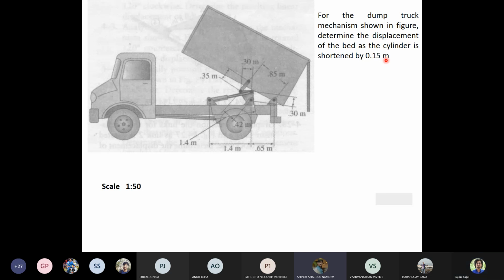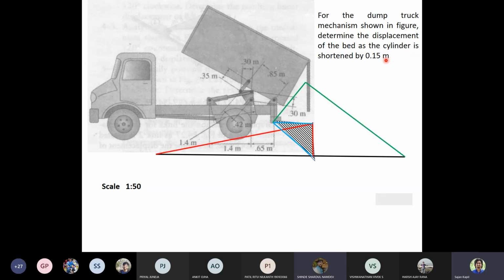1.25. Yes, sir. Correct. But if it reduces to 1.25, you need to find out how much the bed has moved. Tell me in angle, in vertical displacement or anything. That is not given here. Okay. So you tell me angular displacement or vertical displacement or anything.